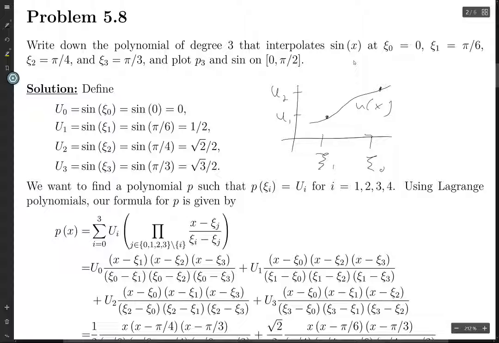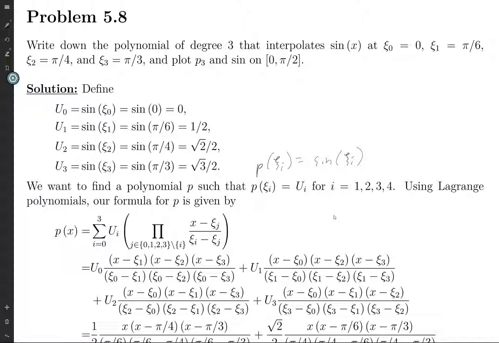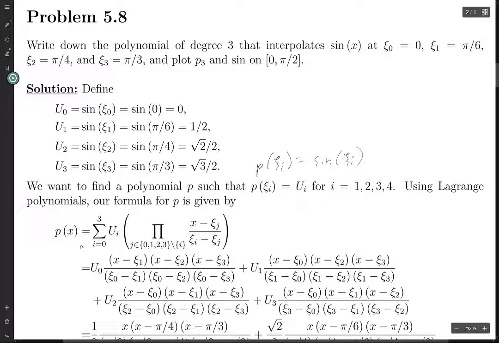But anyways, the point is we want to define capital U0 through capital U3 to be sine evaluated at these xi values. Then we want to find a polynomial such that evaluating it at xi i gives us capital Ui, meaning that p of xi i is the same as sine of xi i, because those are the points that we want it to equal at. So then we use the Lagrange polynomials, and our formula is p equals this sum here.